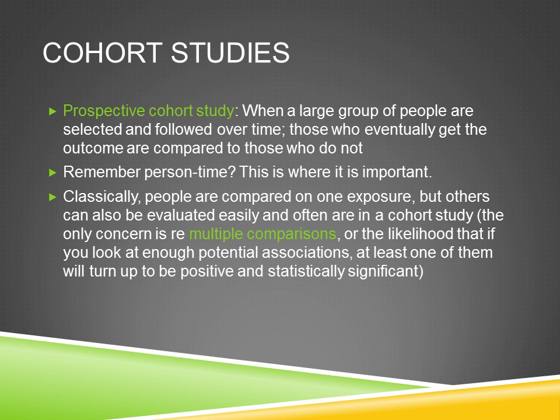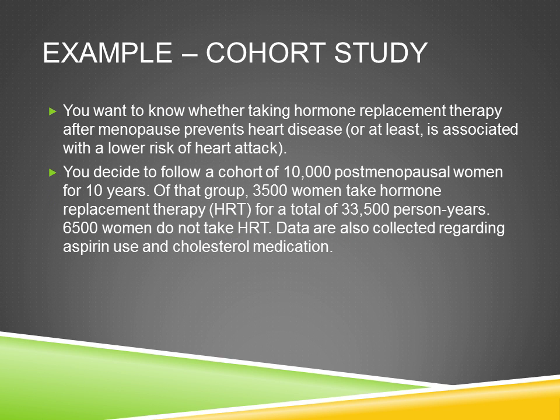So classically in a cohort study, people are compared on one exposure, but other exposures can also be evaluated easily, and often are in a cohort study. What happens is that typically in a cohort study, people are given a series of questionnaires over time and asked about a variety of exposures. And you can look at lots of them, particularly if you have a lot of people in the study. The only concern is this thing called multiple comparisons, which is a statistical term that refers to the likelihood that if you look at enough potential associations, at least one of them is going to turn up to be positive and statistically significant. And so it's really a question of how many associations you're looking at by sort of how big your study is.